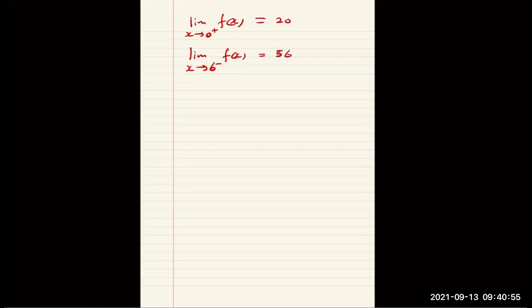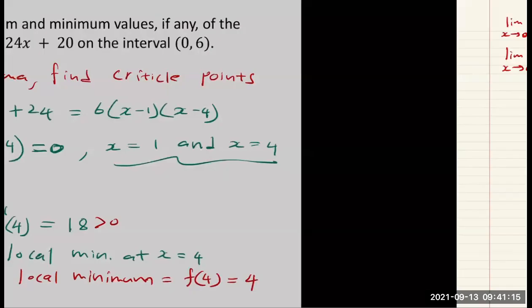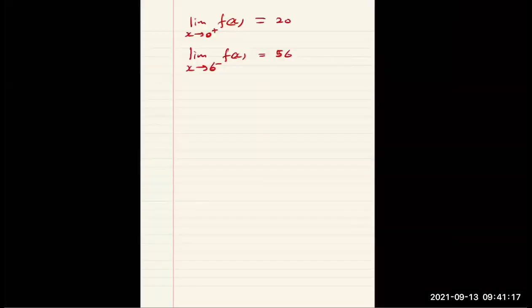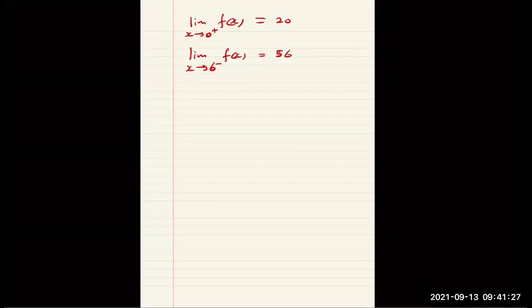Now what you do is you compare all these values. To find the global maximum, you compare all these values: 31, 4. You don't really have to compare this 4 because it's a local minimum. As you can see, the global maximum looks like this one. This is the highest value if you compare all these 4 values. This value, this value, this value, and this value. This is the highest value.